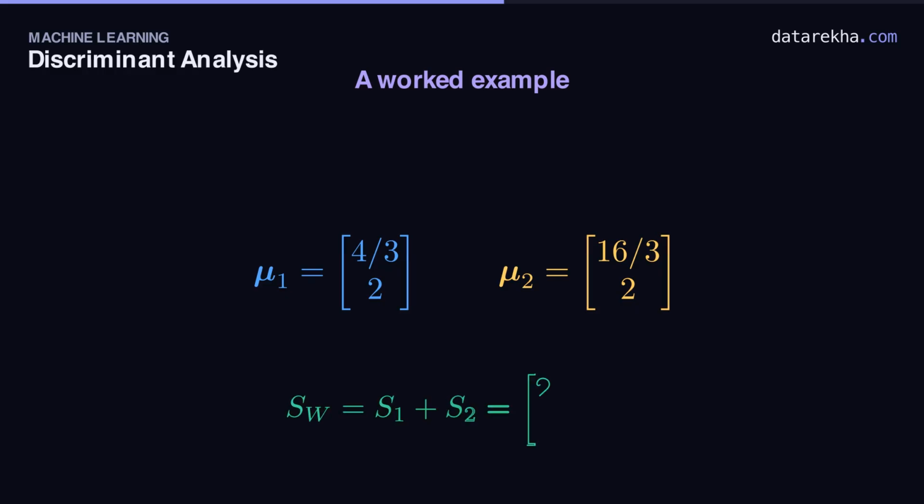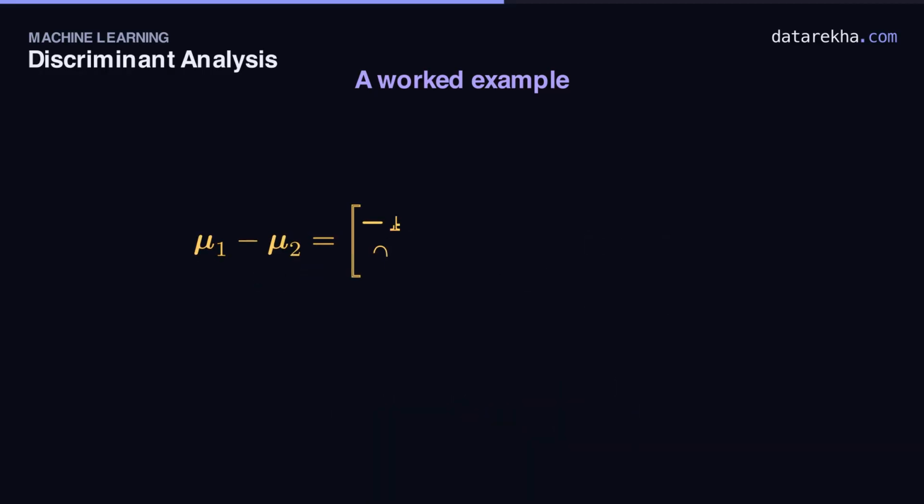Step 2. The within class scatter. Each class has the same shape, tight in X, looser in Y. So their covariances match, and adding them gives SW, 2/3 on the X diagonal, 2 on the Y diagonal. Step 3. Subtract the means. The difference is -4, 0, pure horizontal, and invert SW. Because it's diagonal, you just flip each entry, 3 halves and 1 half.